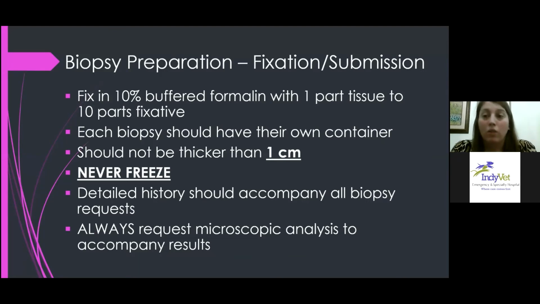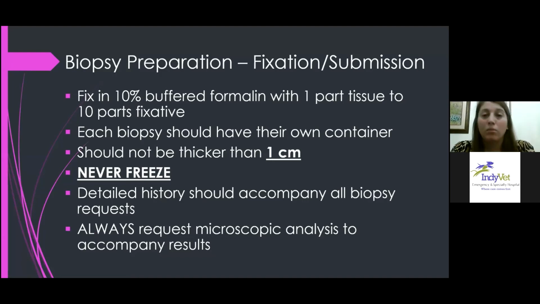For very large masses, you can put them in a large bucket with formalin, 1 part mass to 1 part formalin, and let them sit for 2 to 3 days before submitting them, making sure that the fixative infiltrates all parts of the tumor. Each biopsy should have its own container, and it should not be more than 1 centimeter thick.